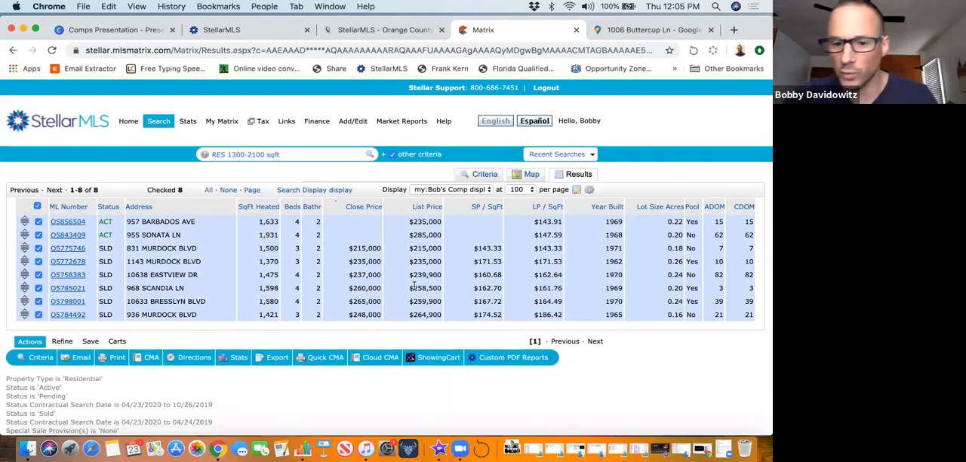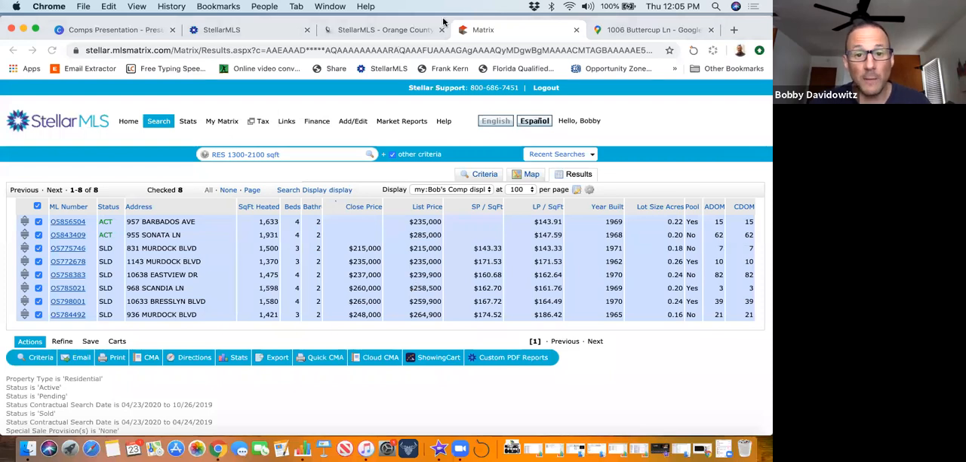I can circle the price per square foot I'm looking at. I can circle the square footage of a home and kind of show them. I can circle the days on market. They're like, yeah, you want to price it at the same price as 955 Sonata Lane. That's cool, but look at how many days it's been on the market. Well, it's been on the market for 62 days and still hasn't sold. How long do you want to take to sell this property?